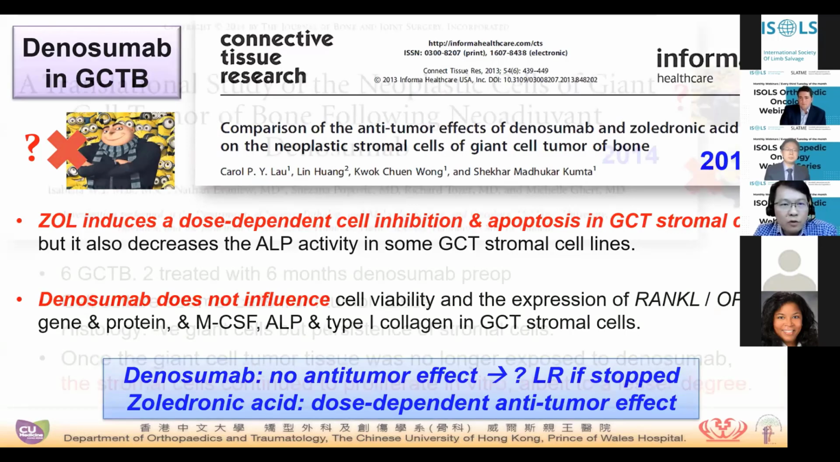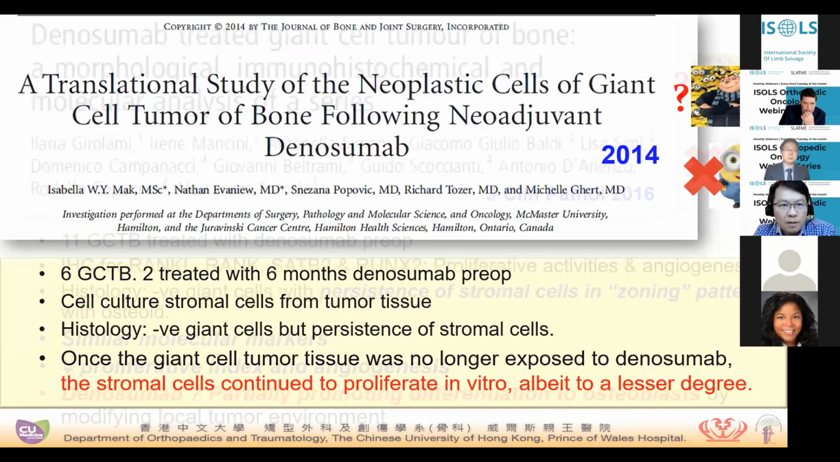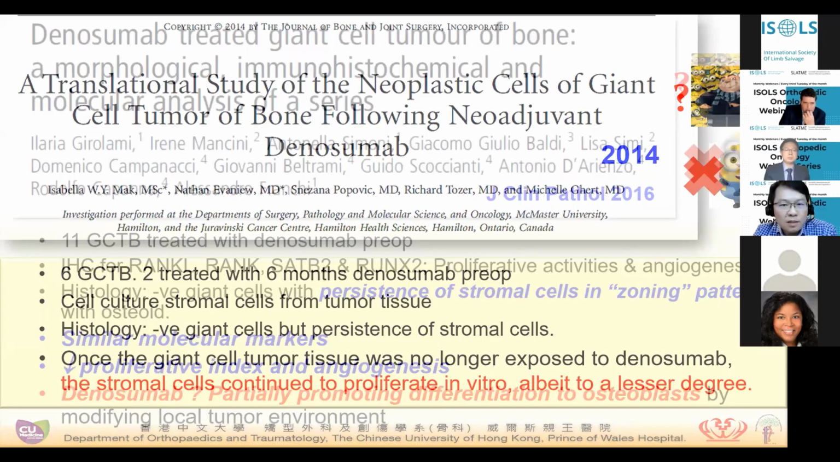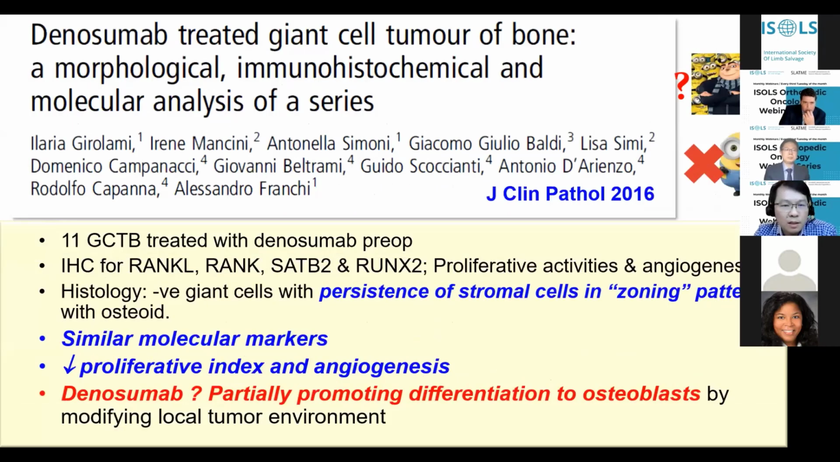Later on, this was further confirmed by a Canadian group, who showed that after 6 months of denosumab in some of the GCTB, the giant cell activities were gone, but the stromal cell was still there. In this bigger series, they also confirmed the presence of stromal cells, but in a zonal pattern, where the tumor is still central and the periphery is forming osteoid surrounding all these stromal cells, and they don't have any effect on the differentiation part.